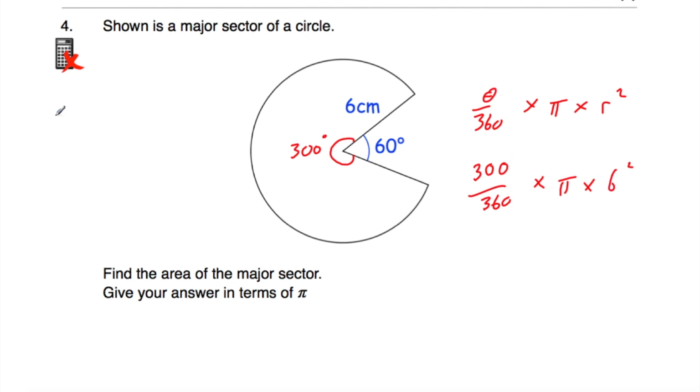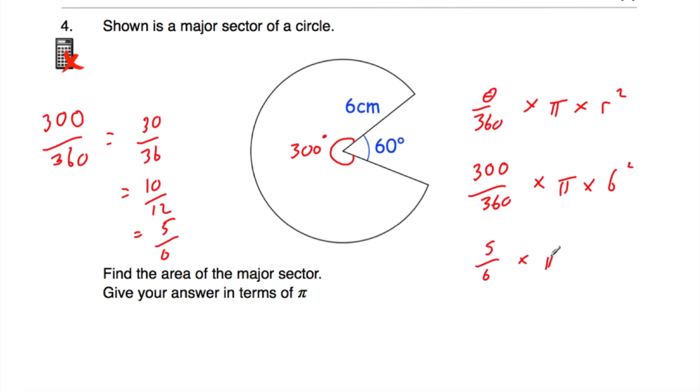So let's cancel down this fraction. So 300 360ths. If we divide both of them by 10, we get 30 over 36. If we divide both of these by 3, we get 10 twelfths. And then if we divide both of these by 2, that's equal to 5 sixths. So that's 5 sixths of a circle. So we've got 5 sixths multiplied by pi multiplied by the radius squared. 6 squared is 36, so that's multiplied by 36. So we've now got 5 sixths multiplied by pi multiplied by 36.